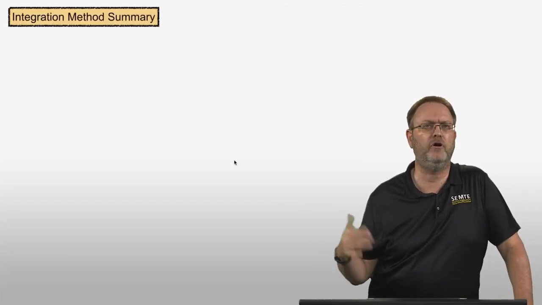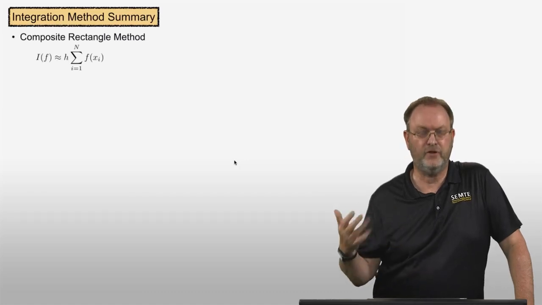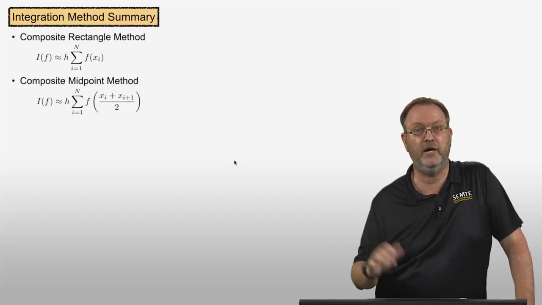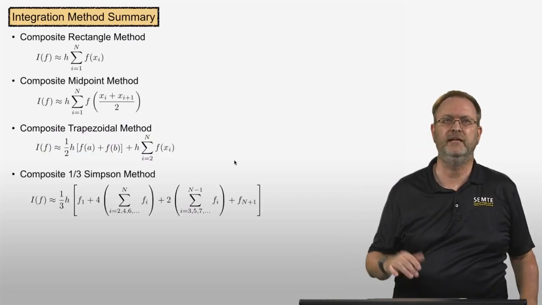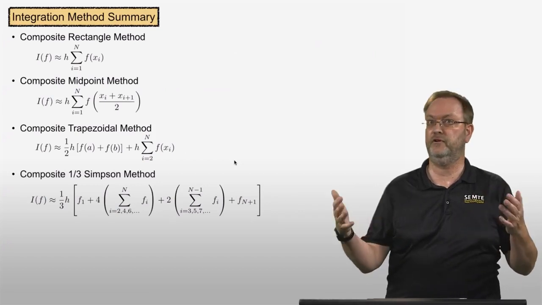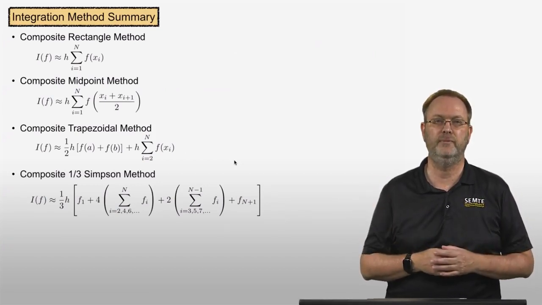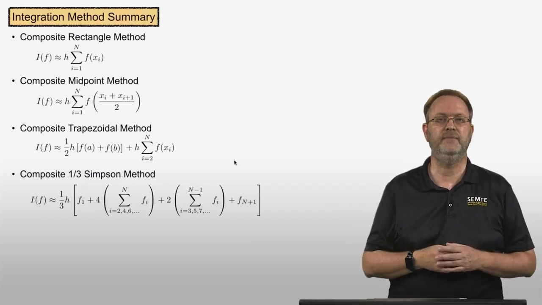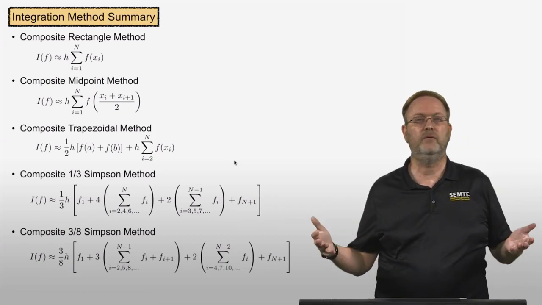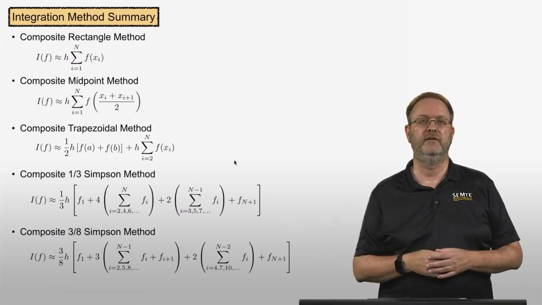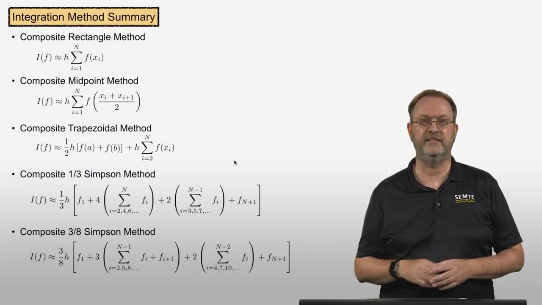Here's the summary for all these Newton-Cotes integration methods. We had the composite rectangle method, the composite midpoint method, the composite trapezoidal method. The composite rectangle method used 0th order polynomials, midpoint and trapezoidal used 1st order polynomials. The composite 1/3 Simpson's method uses 2nd order polynomials. And finally, the composite 3/8 Simpson's method used 3rd order polynomials to integrate these exactly.